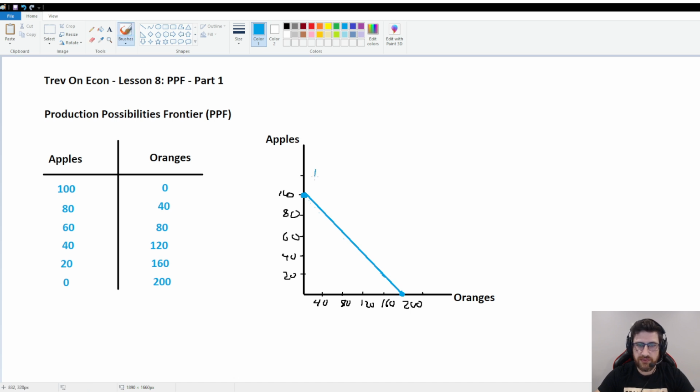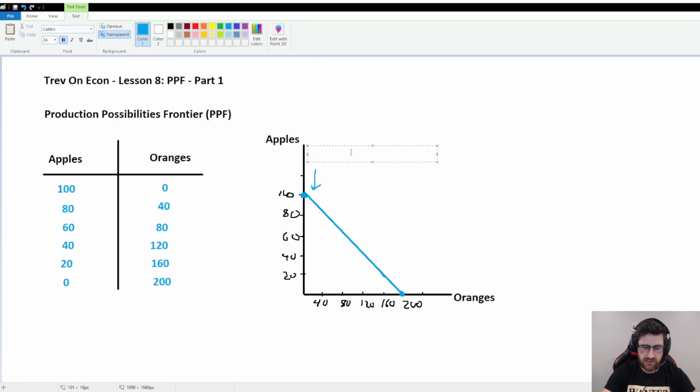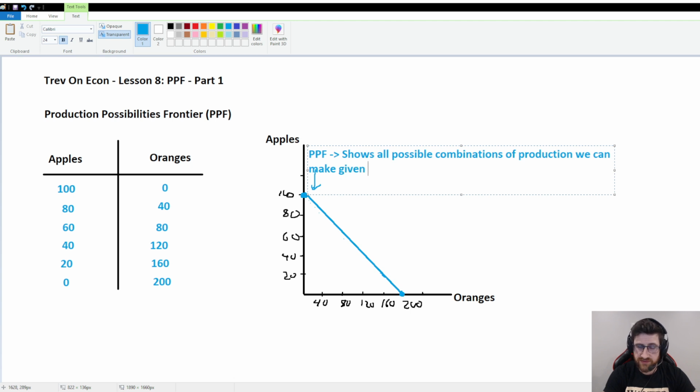And if you think about what we name this, this is our PPF. And we can now really decide what that means. The PPF basically is this. It shows all possible combinations of production we can make given a set amount of resources, right?